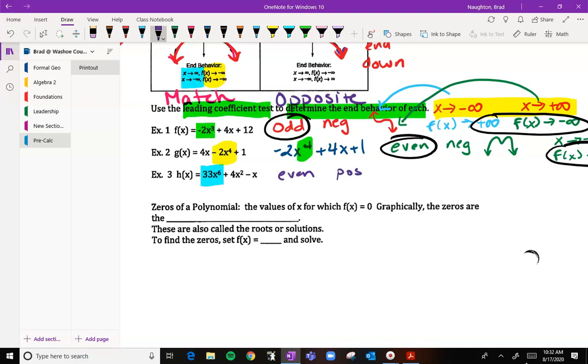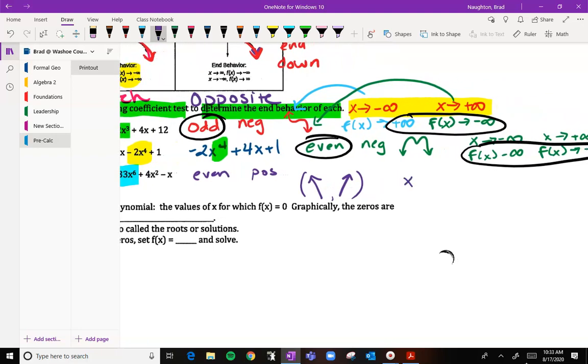Okay? So what I'm going to do is use that other notation. Say both of our arrows go up, or if you wanted to make sure you did it right, as x goes to negative infinity, f of x goes to positive infinity. And as x goes to positive infinity, f of x also goes to positive infinity. Booyah, grandma. Alrighty. End behavior, wonderful.